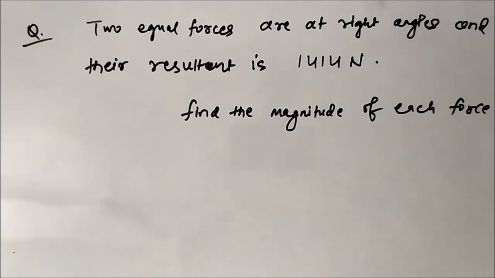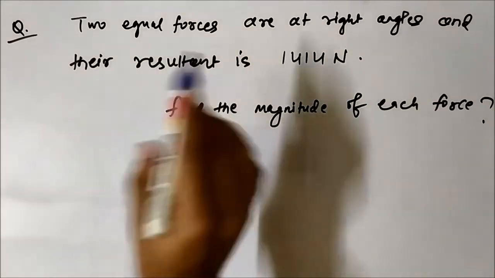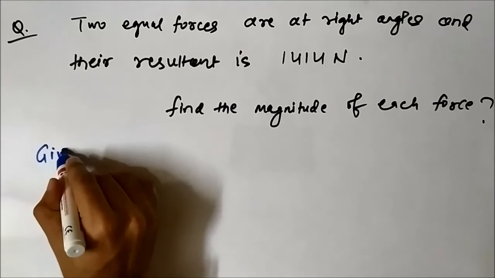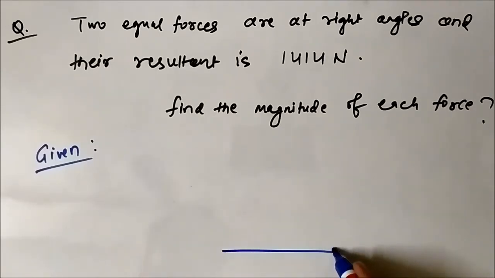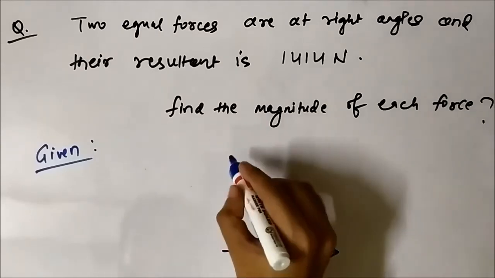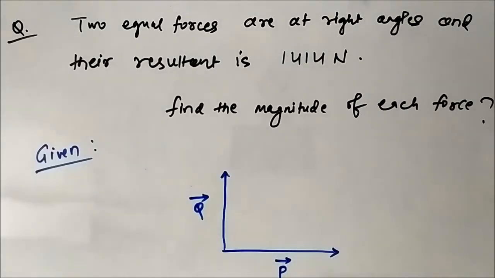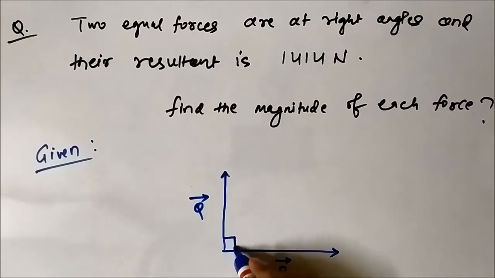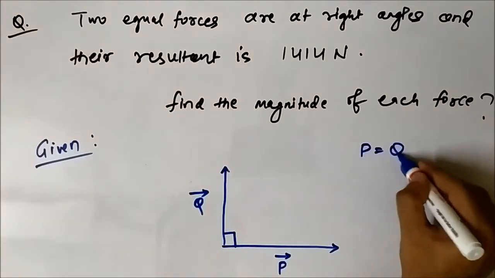So in this question, this is a very basic question. We'll start with easy and basic questions, and then we will gradually move on to a little bit difficult questions. Okay, so here, according to this question, the data which is given is that two equal forces, let us say the two forces, we represent them as P vector and Q vector, they are at right angles, and their resultant is equal to 1414 Newton. So here P is equal to Q.